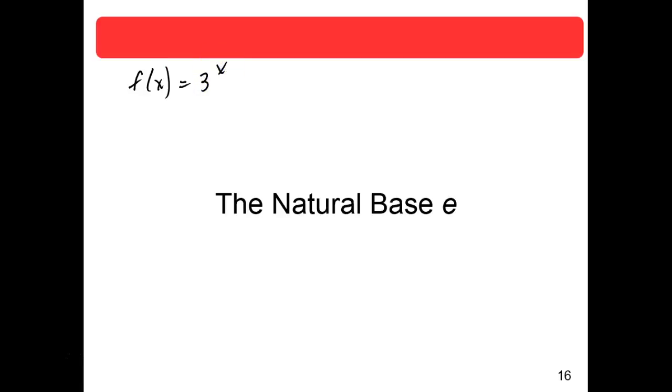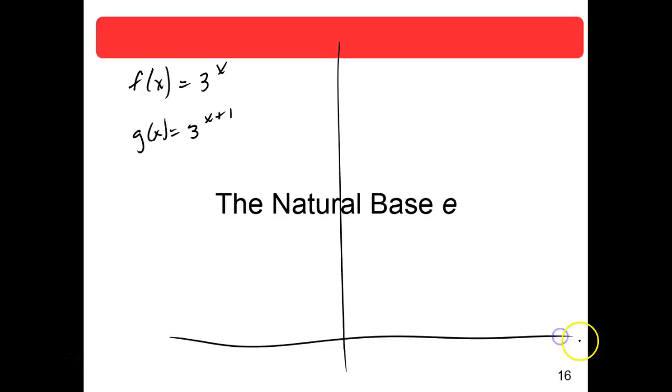Now, what would g of x, which is 3 to the x plus 1, be? You're not setting them equal to each other. I want you to describe to me what the graph looks like. We know what the graph of f of x would be, right? It would go through 0, 1, 1, 3, 2, 9, 3, 27. That's what that one would look like. Something like that, right? My question now is, what does that one look like?